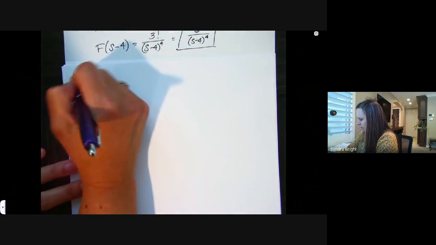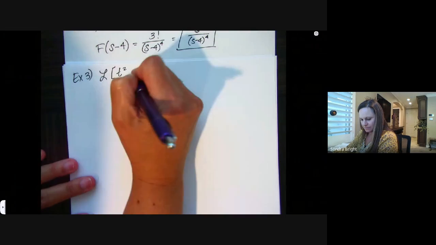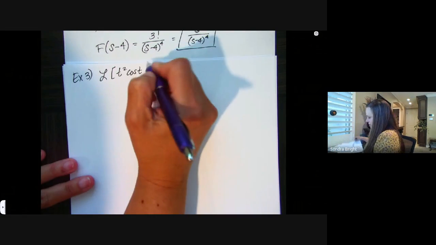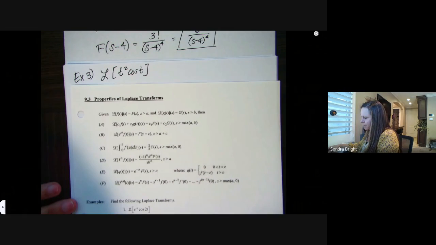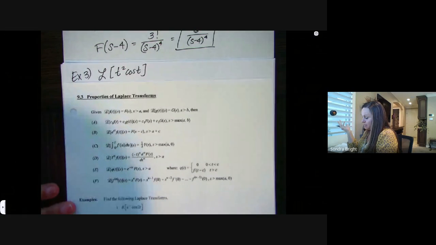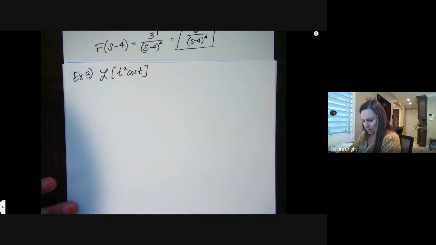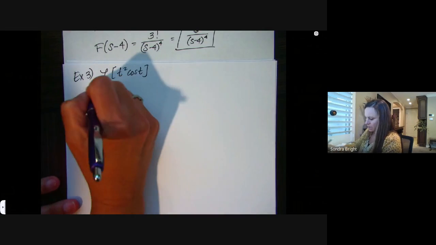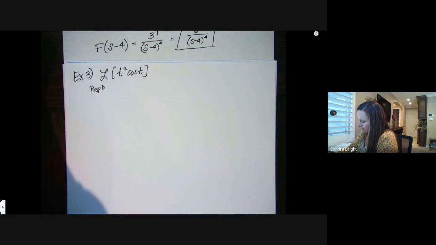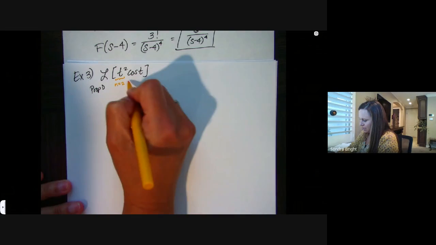How about the Laplace transform of t squared cosine of t? All right, so this time you don't have an E, so you can't use property B this time. This time, it really is property D, t to the power times some function. So this is going to be property D that we're going to use, where here your n is 2, t to the n, and then cosine of t is your f of t.